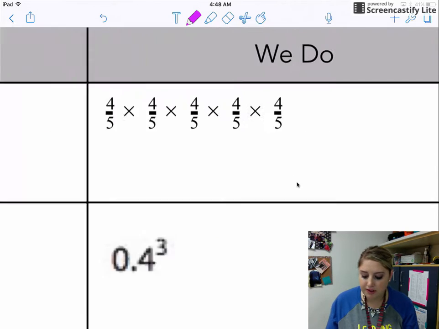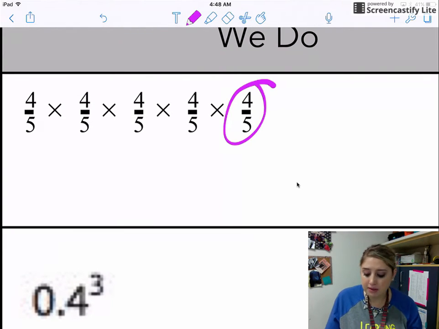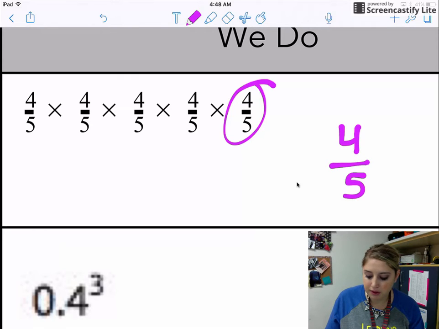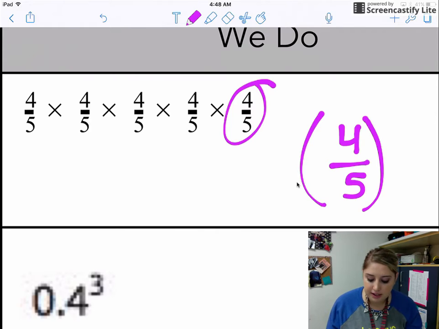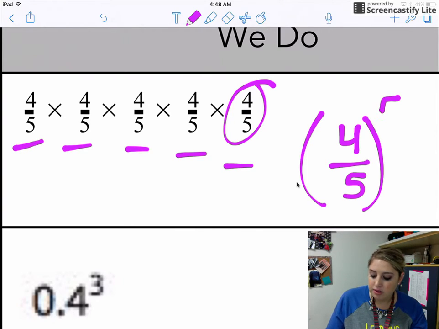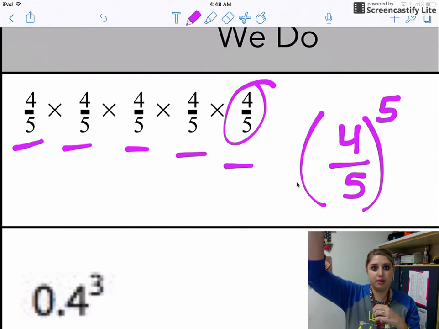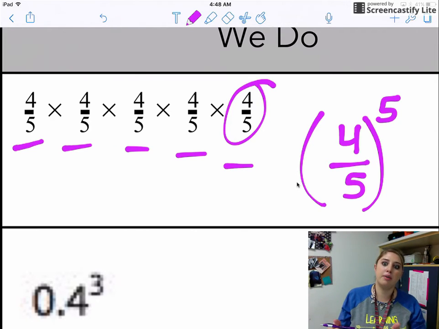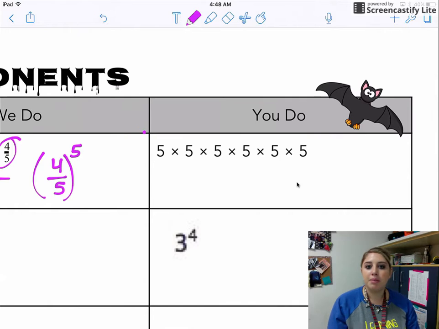Okay, hopefully you paused the video and wrote your answer down. I see that 4/5 is going to be my base because it's the thing repeated over and over again. I'm going to put parentheses around that, and I see that it's repeated 1, 2, 3, 4, 5 times. So I'm going to write this as 4/5 repeated to the 5th. And do you see I put parentheses all the way around that? Okay, awesome. You are going to do this one. When you are done, please raise your hand so you can get a nice little star from me.